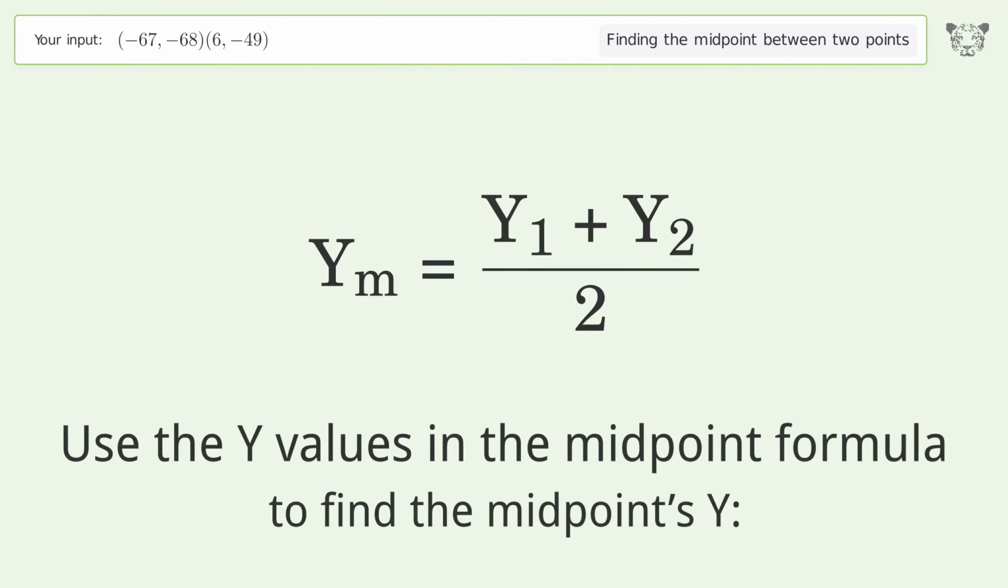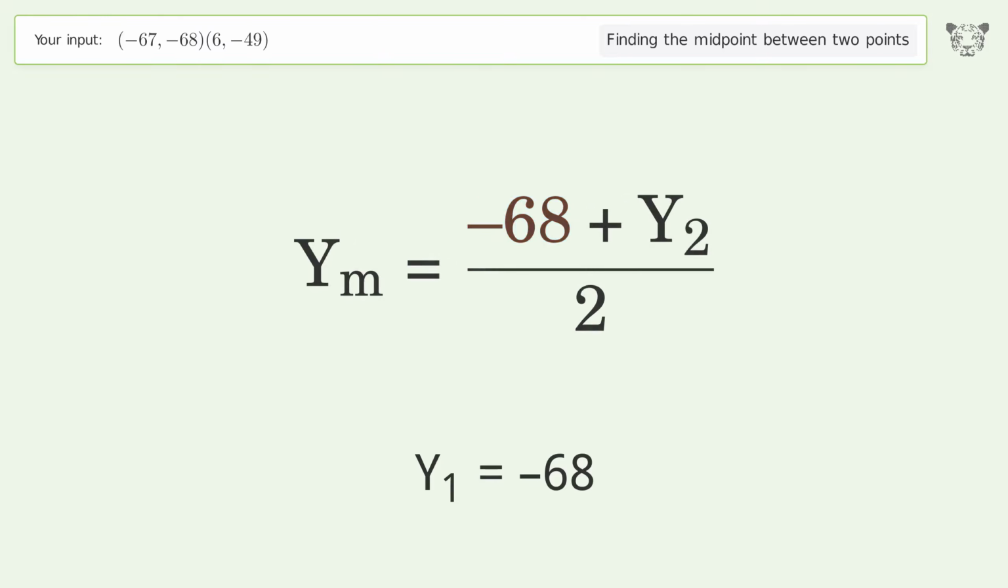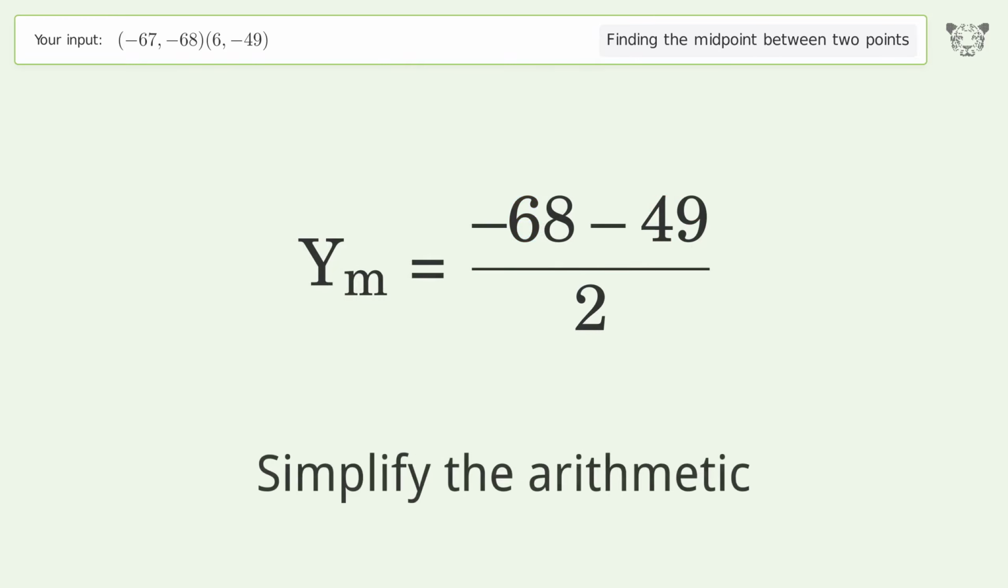Use the y values in the midpoint formula to find the midpoints y. y1 equals -68. y2 equals -49. Simplify the arithmetic.